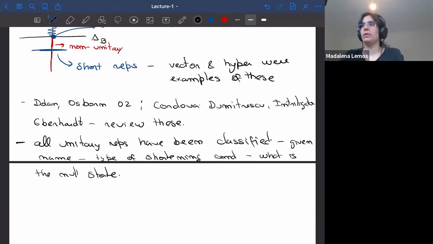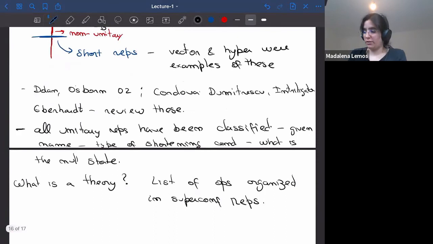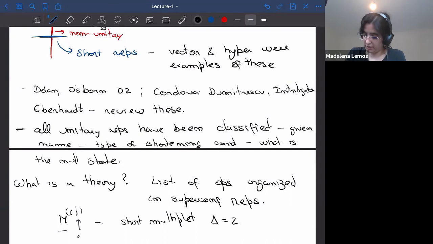So now closing the loop and going back to how I started. Now, what is a theory? I would like you to tell me the list of all the operators the theory has, but this list organized in superconformal multiplets. So for example, the guy I wrote earlier, and now I don't care how this guy was obtained. I don't need to remember how it was. I don't even need to have free fields to have this operator. I would just say that my theory had this operator. It actually sits in a particular short multiplet. It has dimension 2. It transforms as a triplet of SU(2)_R. The superprimary, so this is a superprimary.